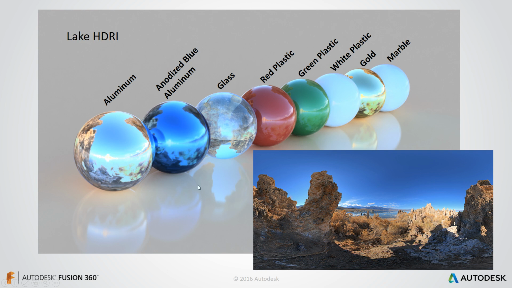Then again, Lake HDRI, we can see what that looks like. It looks more realistic in the metals, I think. So I might use something like this for my metallic type objects.